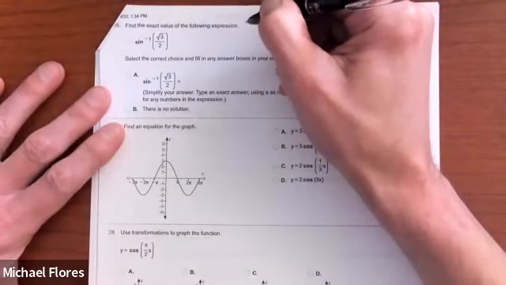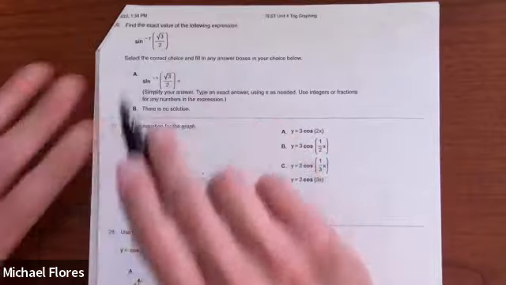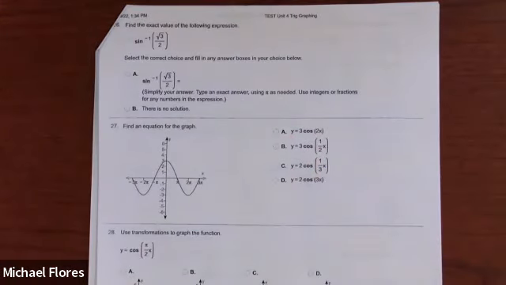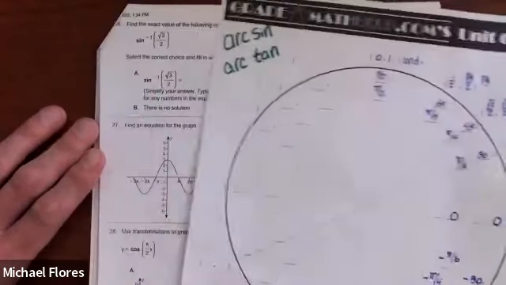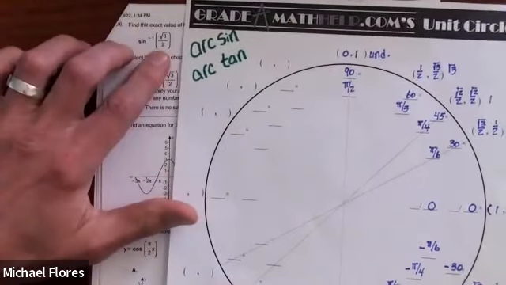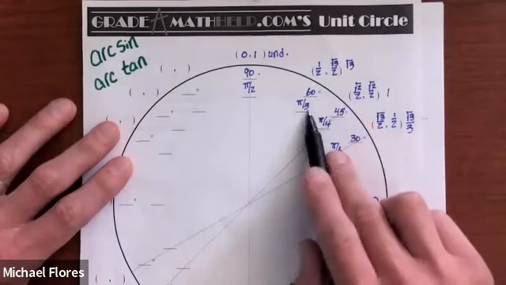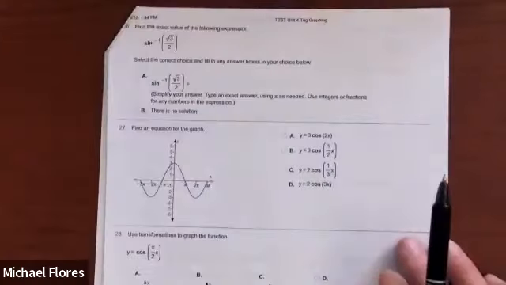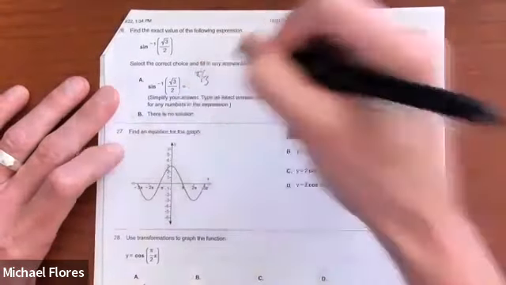Find the exact value of the following expression. Inverse sine of root 3 over 2. Inverse sine. So we're going to use our arc sine cheat sheet. We want to find out where is sine root 3 over 2. Here. That occurs at pi over 3 radians. That answer is pi over 3. Very good. Boom.